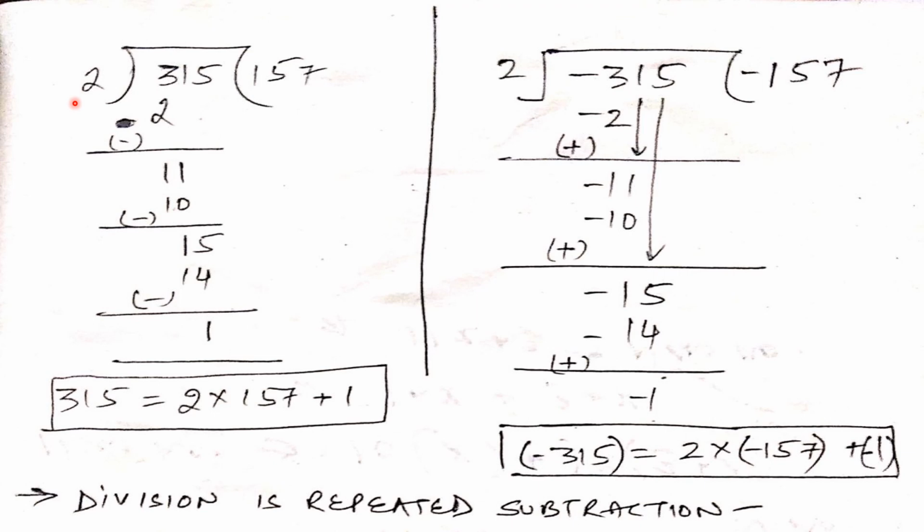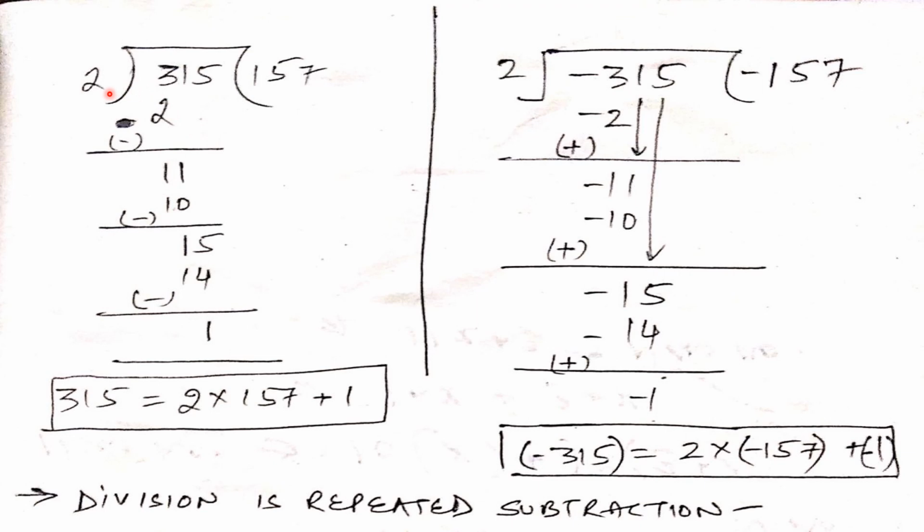First, please revise this thing: division is repeated subtraction. I hope you all knew this. It is just like multiplication, which is repeated addition. Now see. First, I have taken an example, 315 divided by 2. Second, I have taken the example minus 315 divided by 2. You have to observe what I am doing in every step. You were all conditioned to do it like this, but you never saw this process of the sign changing. So today we will observe it carefully.